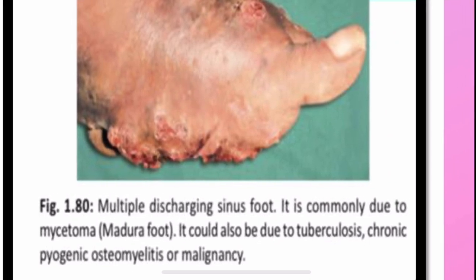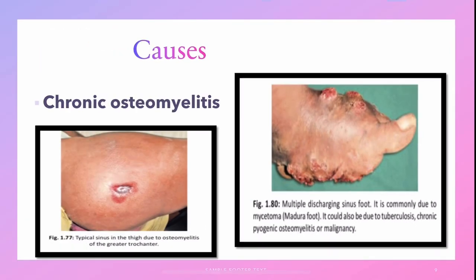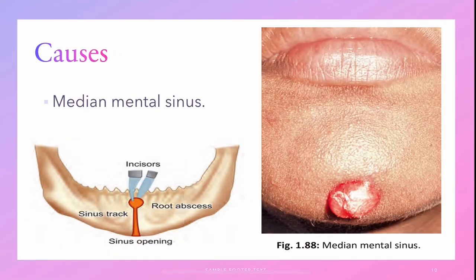Moving on, femur bone. Okay. So moving on to the next picture, we have multiple discharging sinus foot, which is commonly due to mycetoma. So what's this mycetoma? Madura foot, popularly known as. It could also be due to tuberculosis or due to pyogenic osteomyelitis, and even malignancies can result in the formation of these sinus tract and the discharging pus.